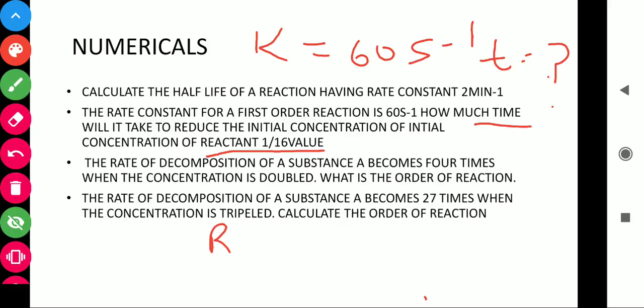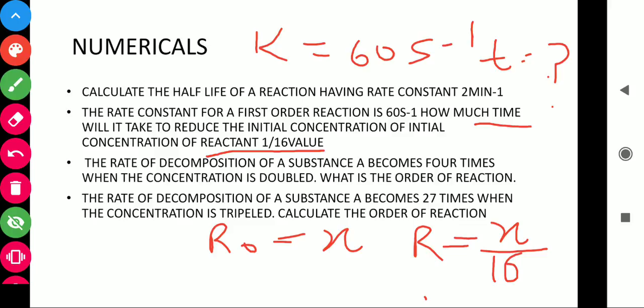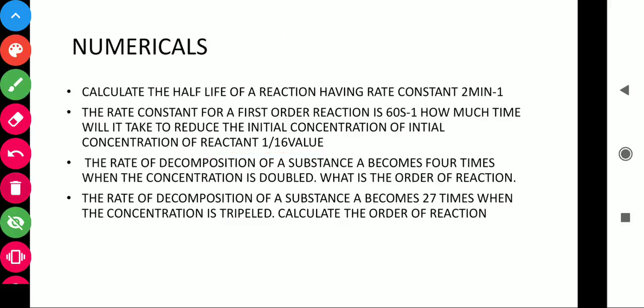It means R naught, if we are taking R naught as X, what is R? R is X by 16. 1 by 16 of the reactant is left. We will keep this value in the equation.